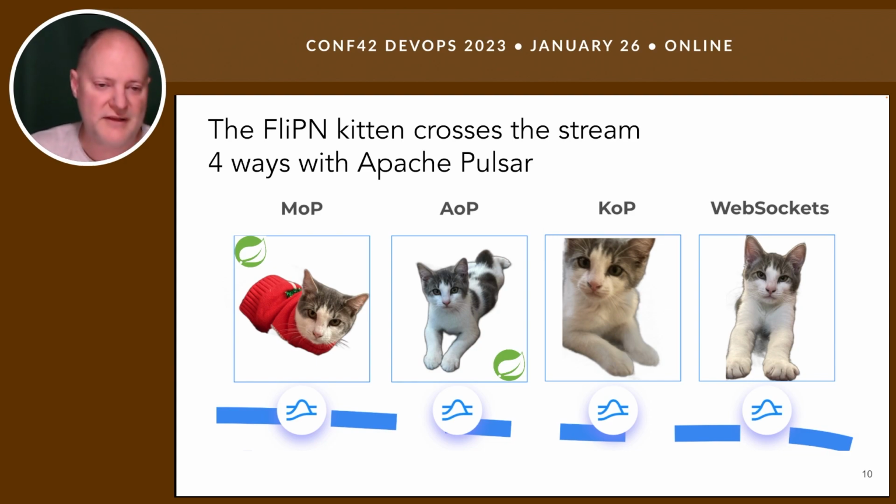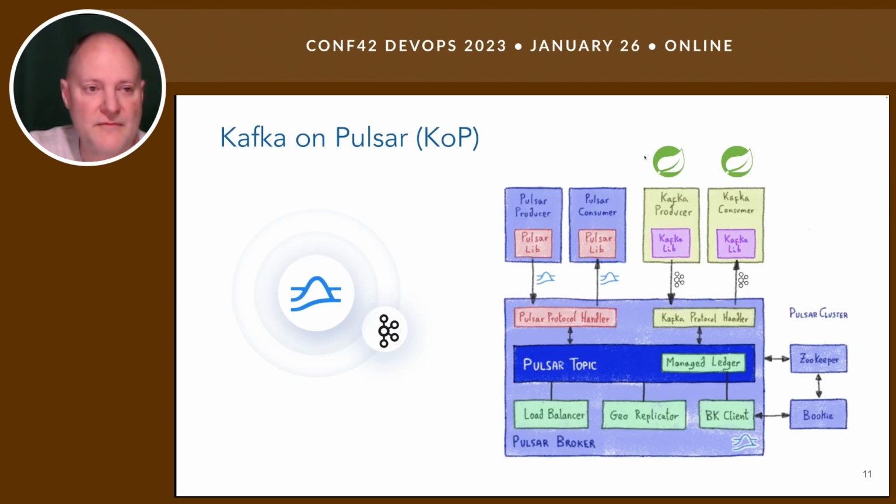AoP, a little less common, but you'll see that in a lot of old enterprises, whether that's AMQP or RabbitMQ. We can take part of those messages. KoP is for Kafka. We could talk and receive Kafka messages. And finally, sometimes you want to do WebSockets. Very easy to do in Python, so you could do that.